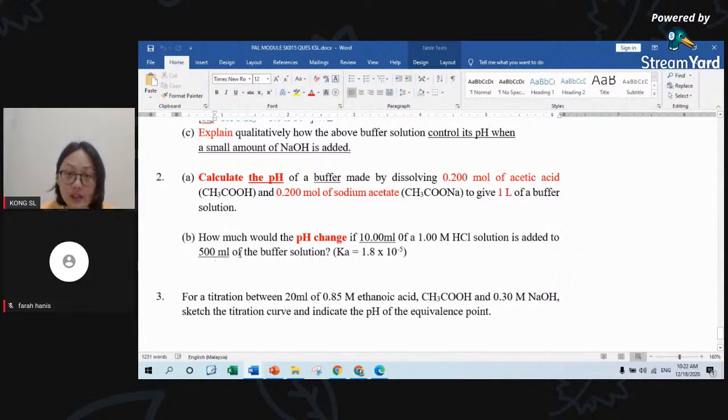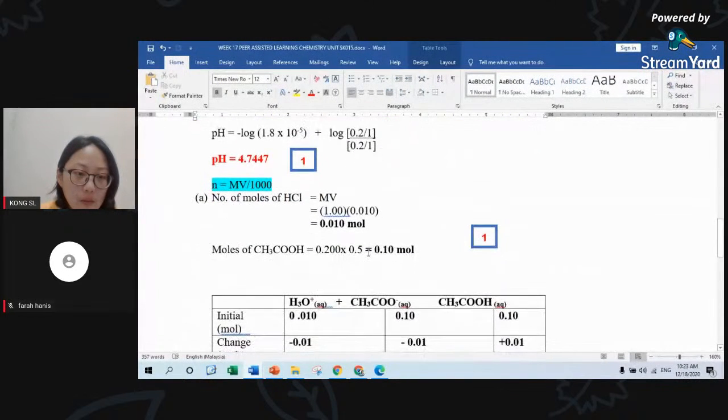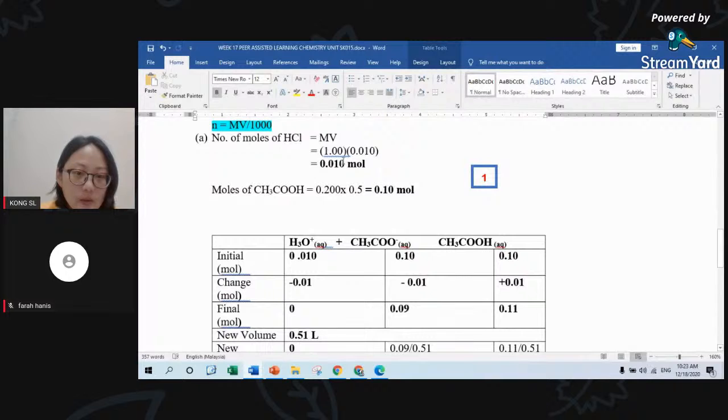So you need to find the initial number of mole, and then determine the limiting reactant to subtract the number of mole according to the limiting reactant. Normally, it's the strong acid or strong base added. So you check. Calculate the number of mole by using MV per thousand. So it's 0.01 mole for the acid. And then for the weak acid, MV per thousand, 500 changed to liter. Always remember concentration must be in liter. So the number of mole of the acetic acid is 0.1.